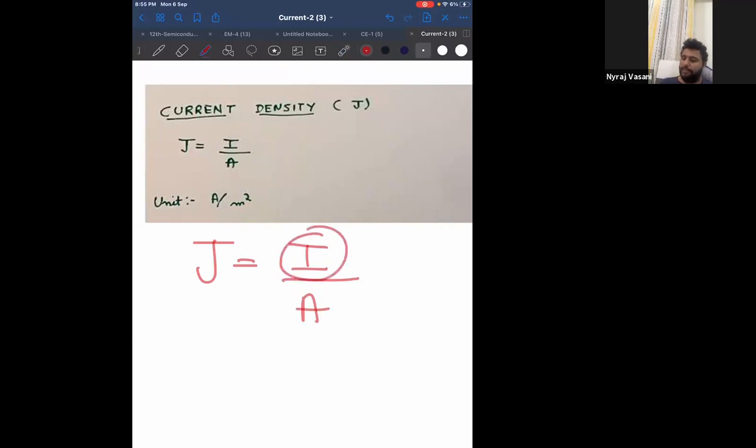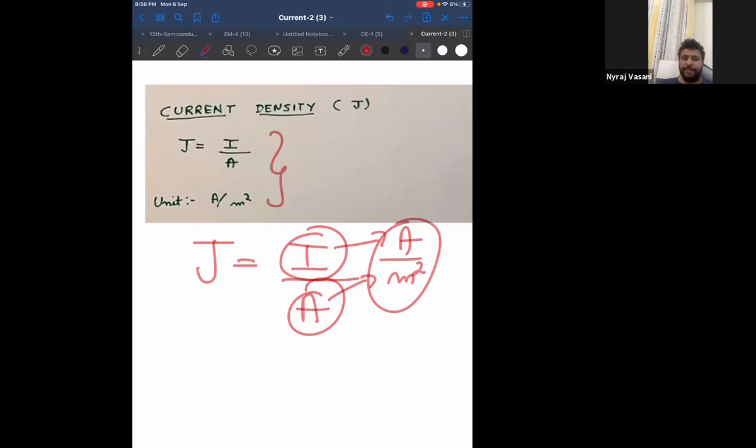Now, current is given in ampere. Area is given in meter square. Therefore, the unit of current density is ampere per meter square. So make a note of this first. Made a note in your notebook.